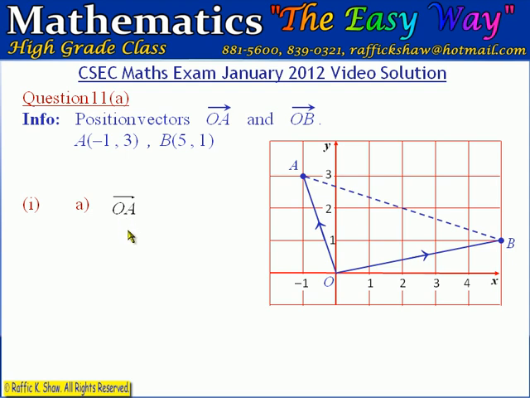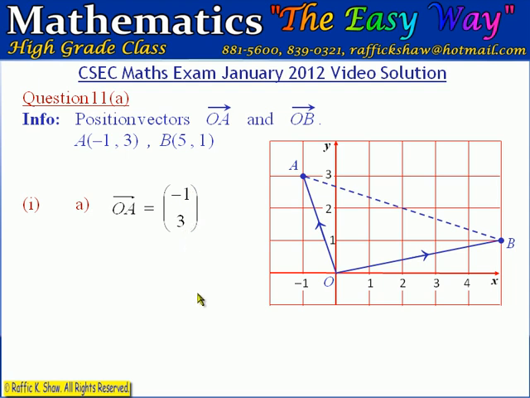And the position vector of A is the displacement from the origin to A. So to go to A from the origin, we would have to go 1 unit backwards and 3 units upwards. And so the column matrix for the vector OA, which is the position vector of A, is -1, 3, having the same values as the coordinates of the point A. So that's the vector OA, the position vector of A, -1, 3.